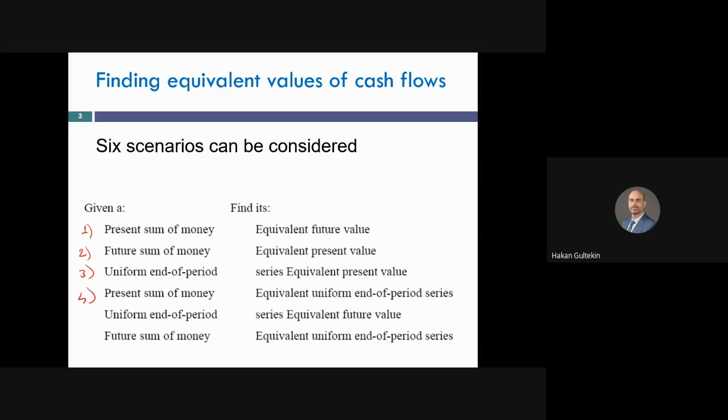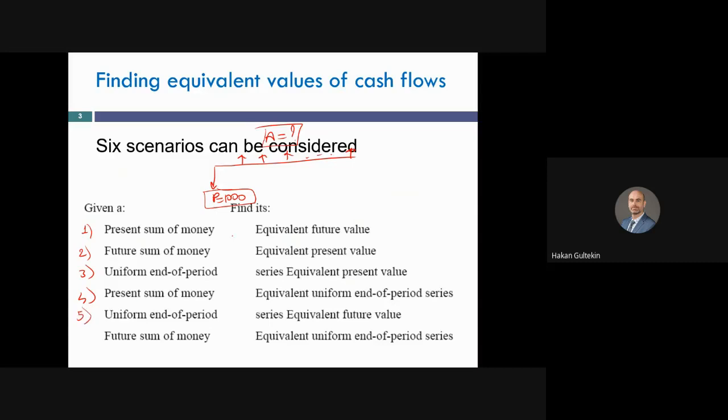So the fourth scenario can be this. We have a present amount of money, we know it, let's say 1,000, and at each period we have these annual amounts and we want to find it. Okay, given this P, find this equivalent payment amount. This can be another scenario.